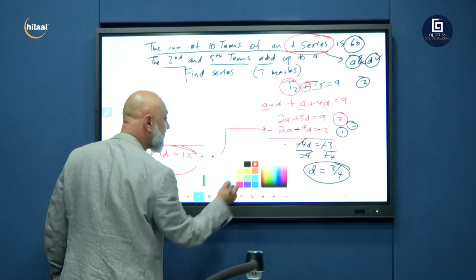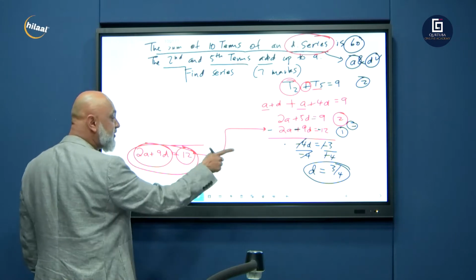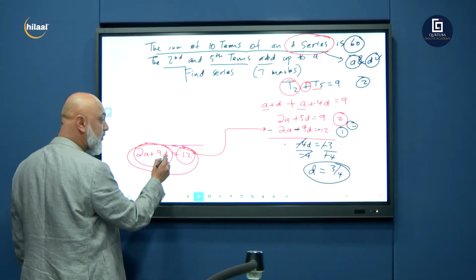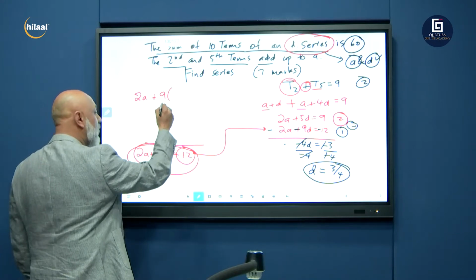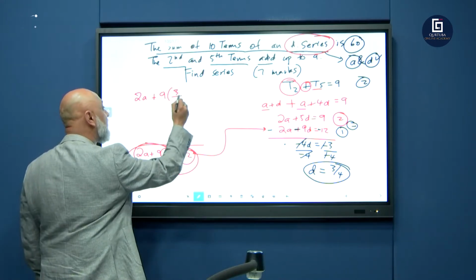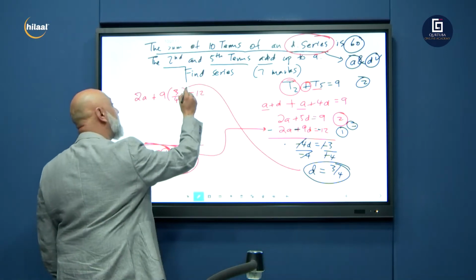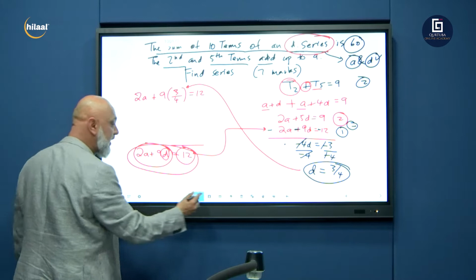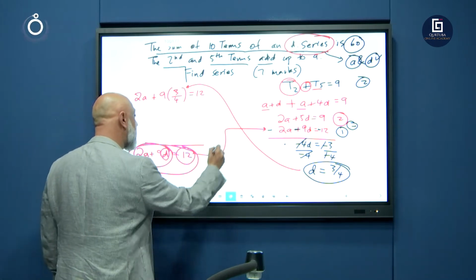And where's Mr. Red? So we got 2a plus 9d is equal to 12. Let's substitute the 3 over 4 for every d. So we got 2a plus 9 times d, your d is 3 over 4, is equal to 12. This 3 over 4, I'm plugging it into there. Okay. Let's erase all of this.